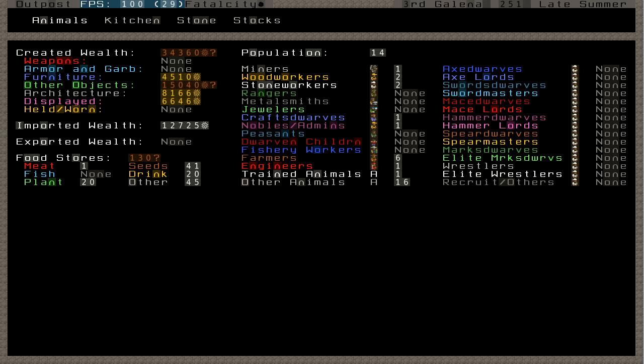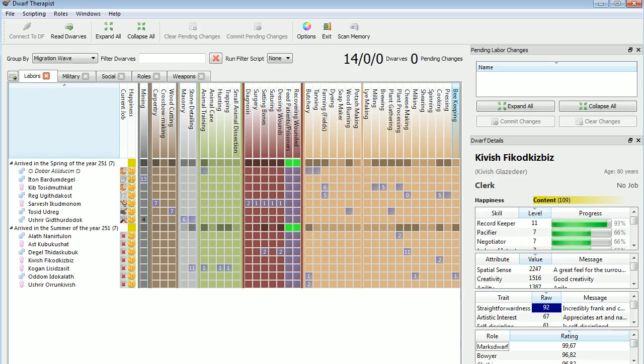With Dwarf Therapist, as soon as you get the message some migrants have arrived, even when some of those dwarves are still outside the map, you can connect Dwarf Therapist into the game and see all the migrants. And again, I'm using the splintermind-attributes clone of Dwarf Therapist, which can show me the different attributes.